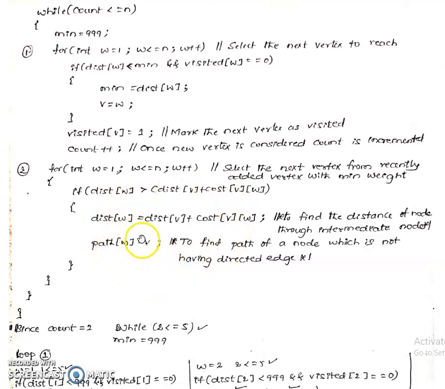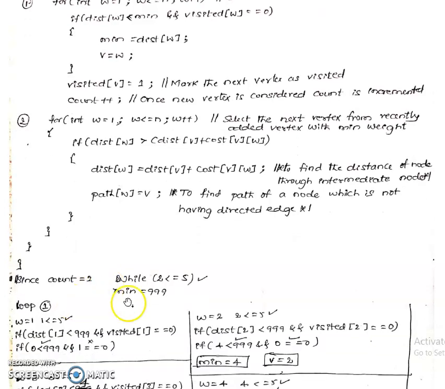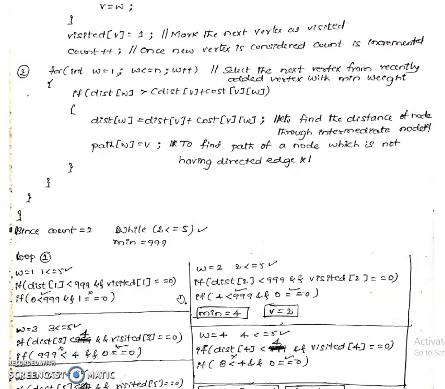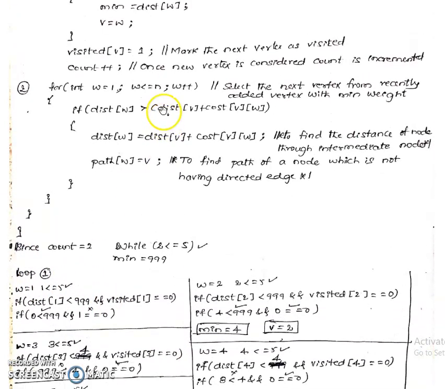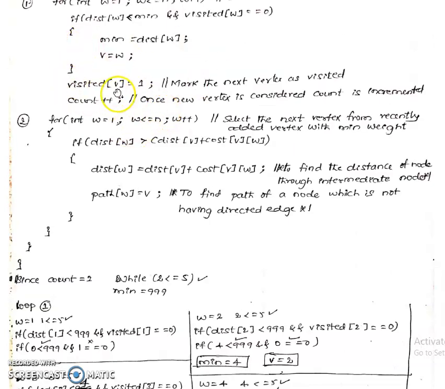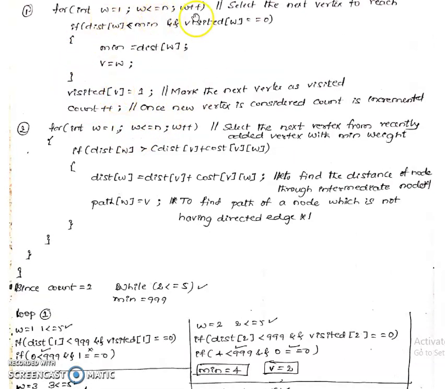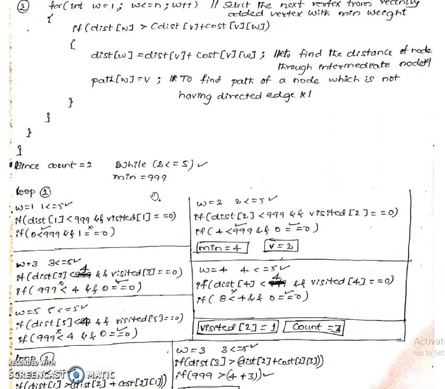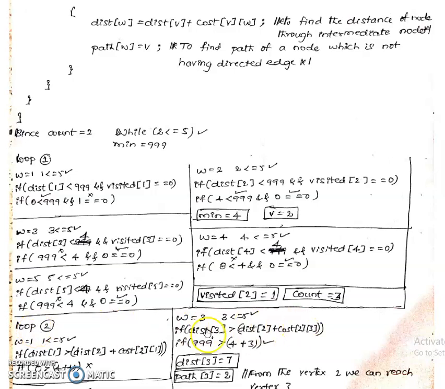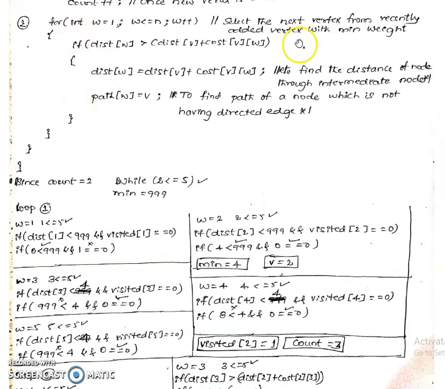So let us see how this particular set of instructions is going to get executed. Once you run this, count is equal to 1 and while 2 is less than or equal to 5, the condition is true, minimum is equal to 999. Here you can see I have written loop 1. It indicates that the first loop is executing for a certain amount of time. w is equal to 1, w is less than or equal to 5, so this condition is going to get executed. Below that I have written loop 2. It indicates that these statements are going to get executed whenever loop 2 starts executing.